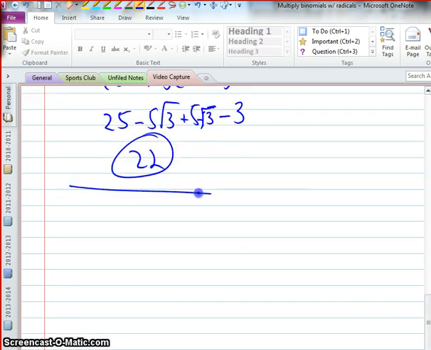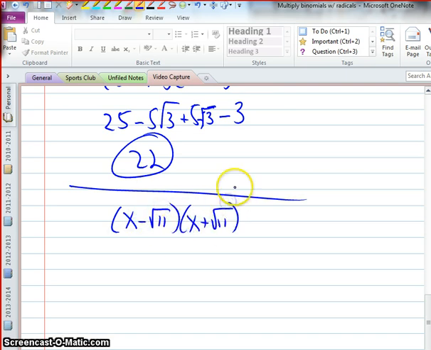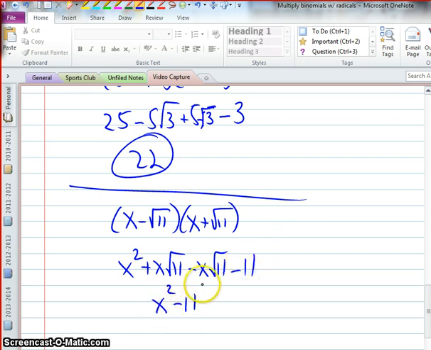Throw in a variable, and you've got x minus square root 11 and x plus square root 11. So again, x squared, and then negative square root 11 times positive square root 11 is negative 11. Notice the outside and inside parts of the FOIL will cancel.